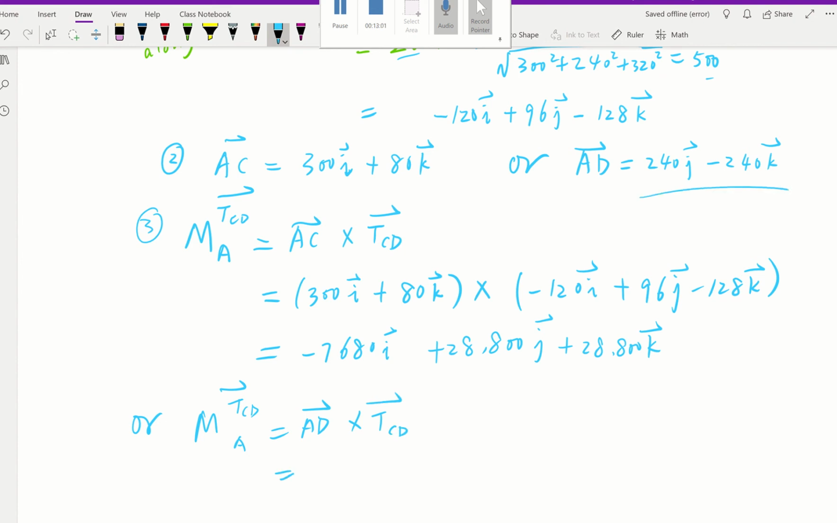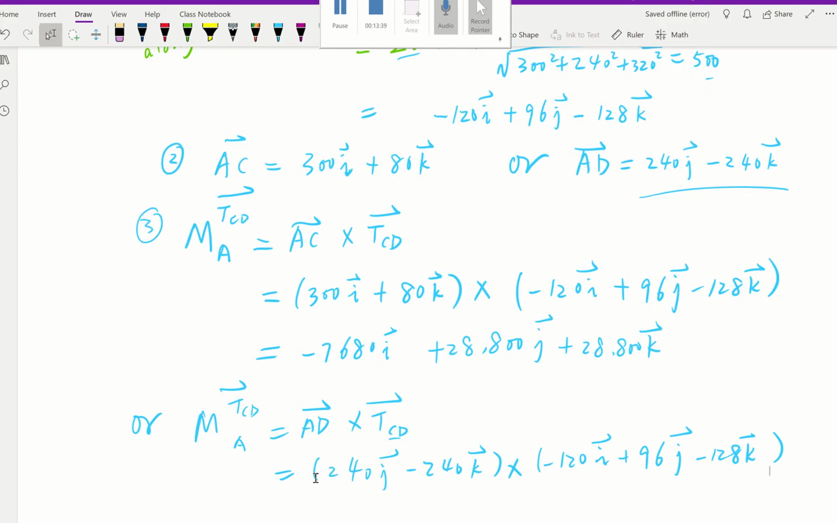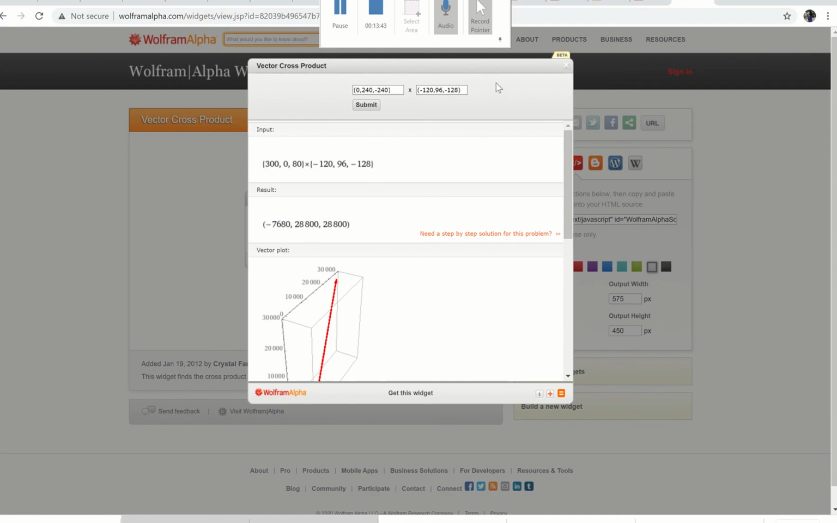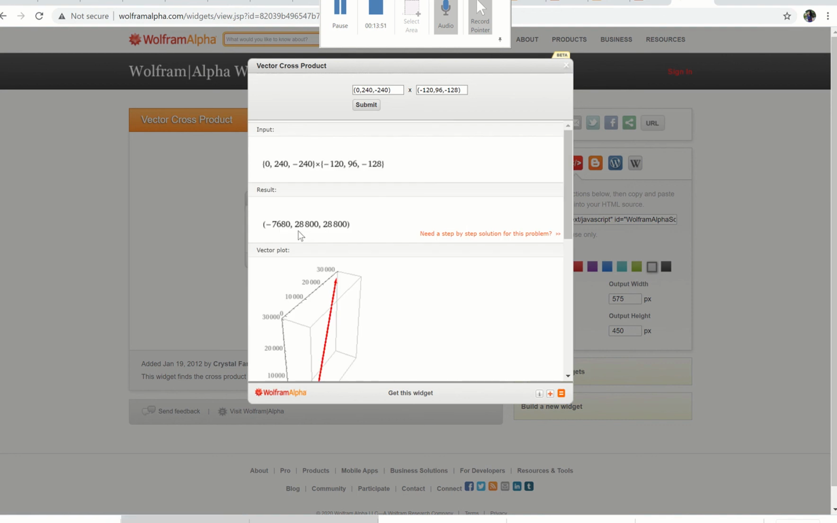So AD is going to be this, 240J minus 240K. Then we're going to cross the same force, negative 120I plus 96J minus 128K. All right, so now let's go ahead, get into our calculator here. So it's a 0, 240, and a negative 240 for this position vector. Is that right? Yeah, 0, 240, and negative 240. And we have the same force along the line, same force. Let's sum it. And guess what? We have the same answer as you expected.